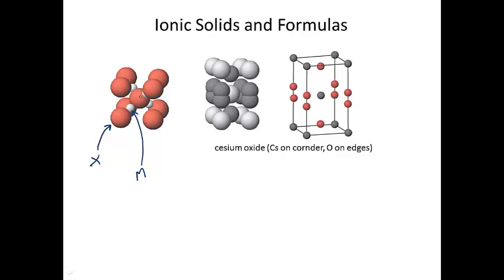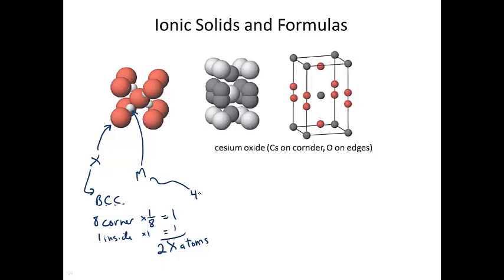And so if we look at this particular unit cell, the anions make a unit cell that is a body-centered cube, and that body-centered cube has 8 corner atoms, and 1/8 of each is inside the unit cell, so that's 1, and 1 is inside the unit cell, so that's times 1. So there are a total of 2 X atoms, or in this case they'd be ions. For the metal, we have 4 inside, and so the formula for this unit cell structure is going to be M4X2.